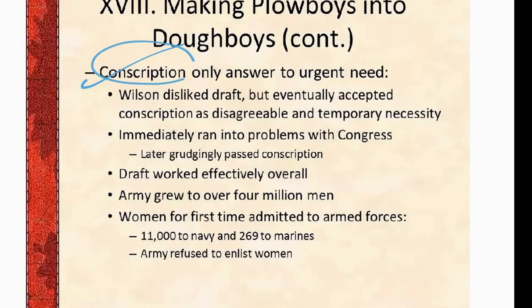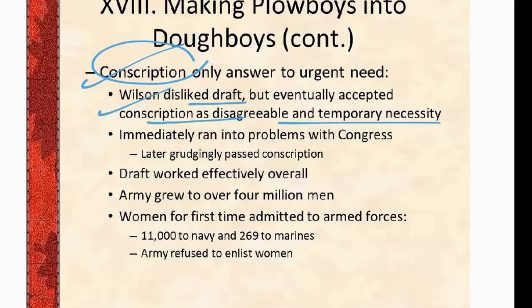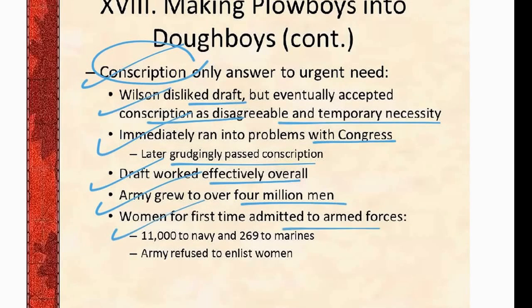Conscription, or the forced draft, was the only answer to the urgent need. Even though Wilson disliked the draft, he eventually accepted conscription as disagreeable but temporarily necessary. He immediately ran into problems with Congress, who later grudgingly passed conscription. The draft worked effectively overall, and the Army grew to over 4 million men. Women for the first time were admitted to the armed forces as well, 11,000 to the Navy and 269 to the Marines. The Army refused to enlist women at this time.